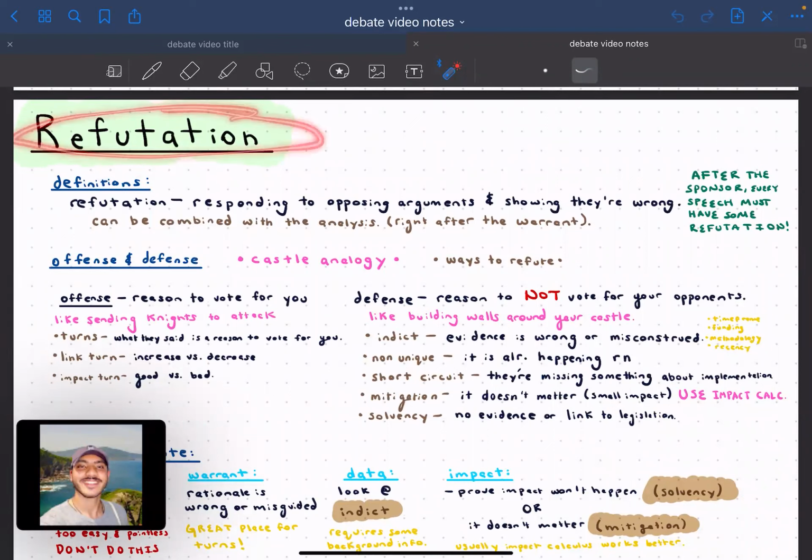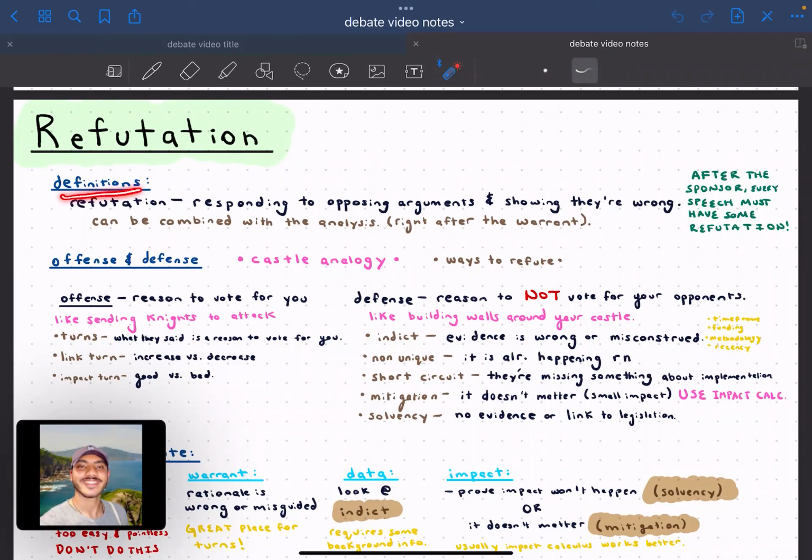As I left off last lecture, I noted that refutation was one of my favorite portions of congressional debate because I think this is where we really stamp in the debate aspect of this activity. So I hope you'll find refutation as enjoyable as I did when I was competing, and let's learn about this together because it's a really important concept in this activity.